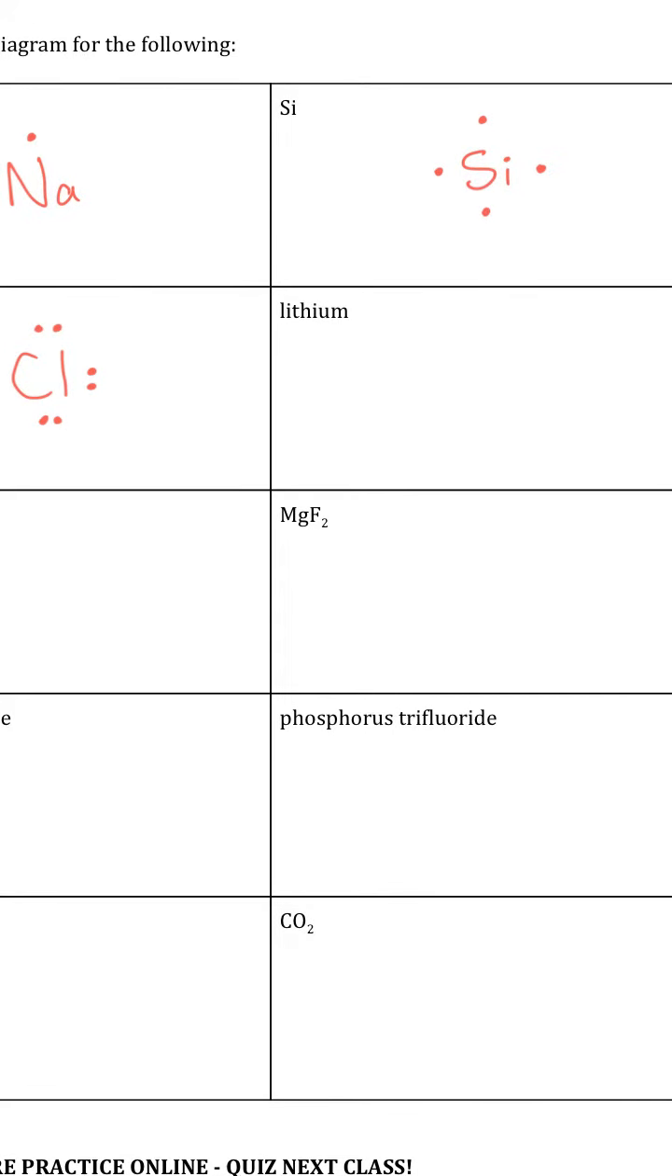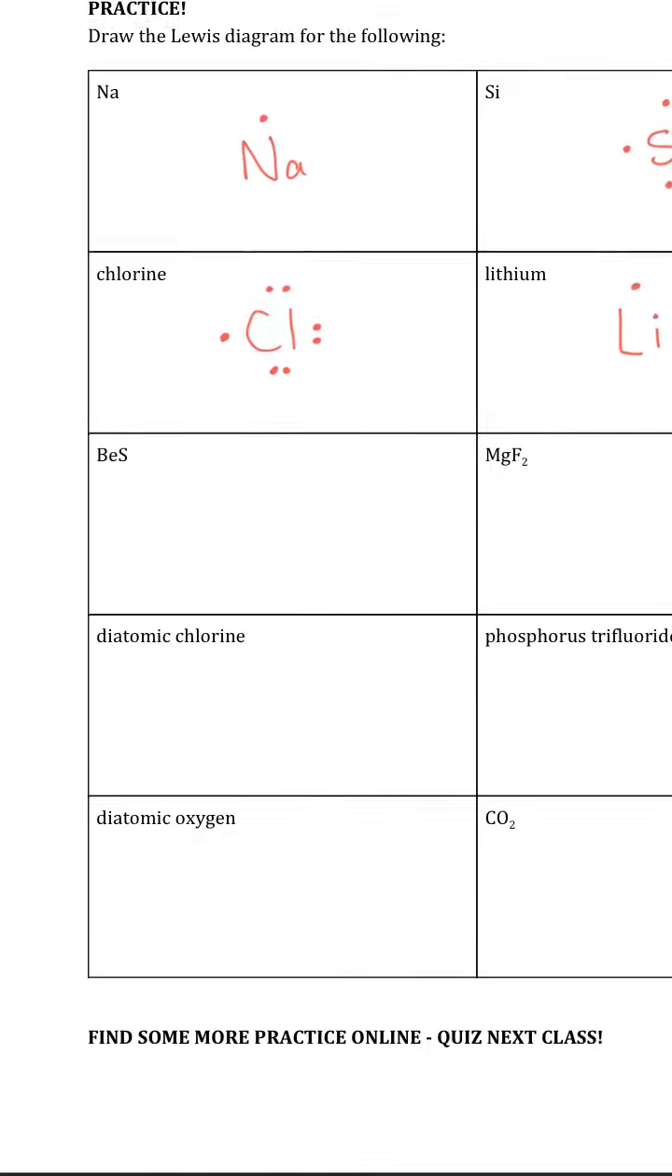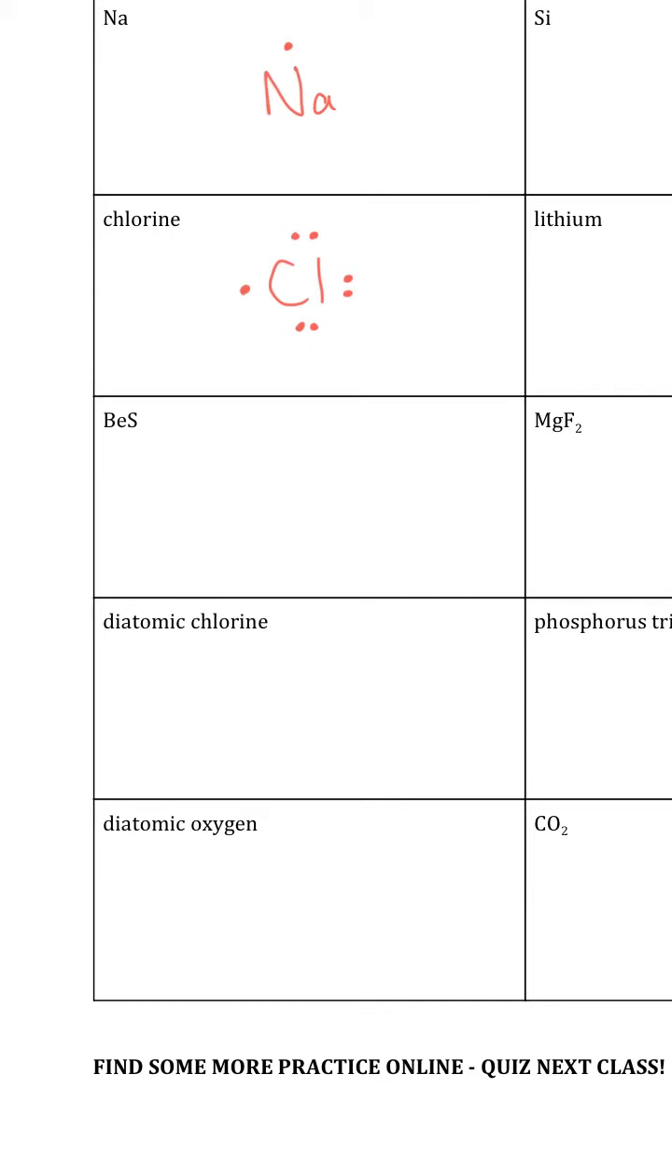Lithium. Let's take a look at lithium. It's in the first family, so that means lithium also has just 1 valence electron, and I'll just put it on the top. Now let's look at some compounds.